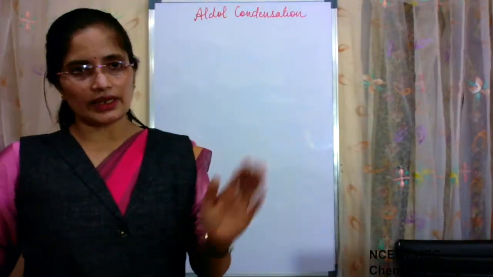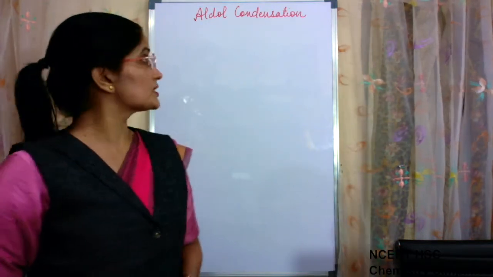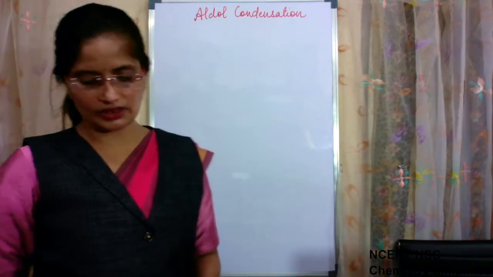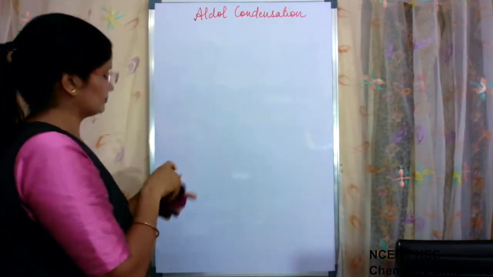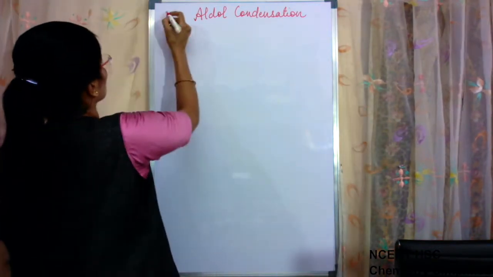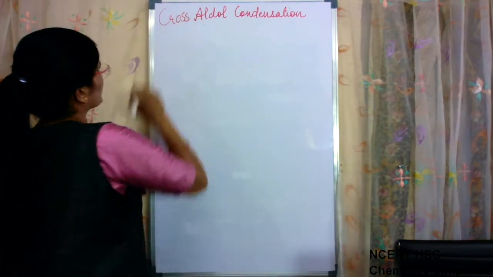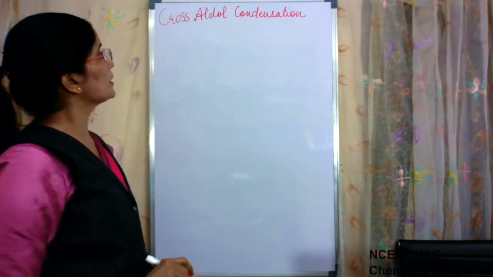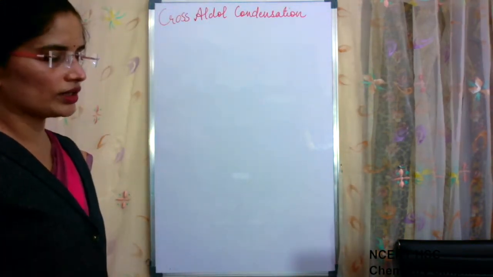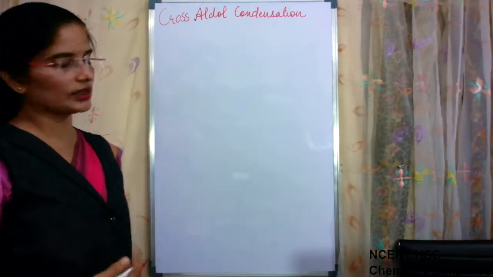Just as we have done aldol condensation, there is another reaction which is cross aldol condensation. After aldol condensation we have to come to cross aldol condensation. It is also called mixed aldol, cross aldol or mixed aldol condensation. Now what is the difference between aldol condensation and cross aldol condensation?